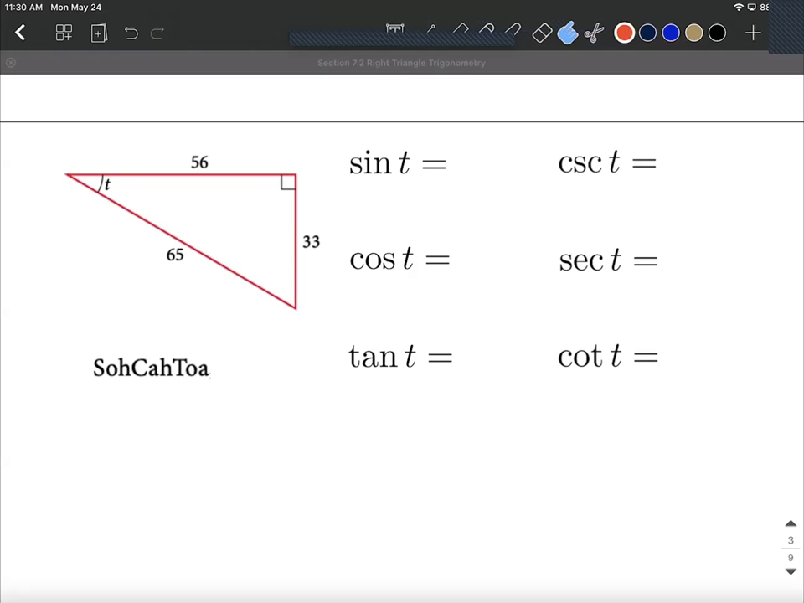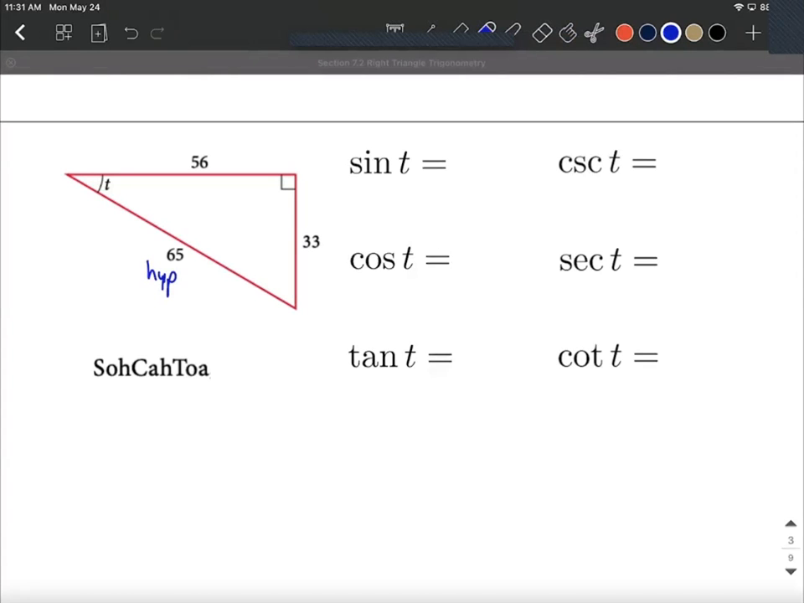So when we're given a triangle like this, we want to first focus on where the angle is that we need to really look at. So our angle here is T. And let's go ahead and label the opposite, adjacent, and hypotenuse. Now the hypotenuse is always across from the right angle. So 65 goes as our hypotenuse.